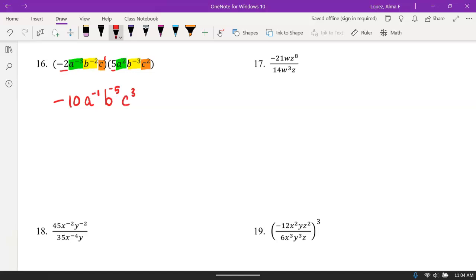And we would be finished except for the fact that we have a couple of negative exponents, so that a to the negative 1 and that b to the negative 5 are going to be moved down. Everybody else is fine. The negative 10, the c to the 3rd, they're fine. But that a to the negative 1 is going to become an a to the 1 on the bottom. And that b to the negative 5 is going to become a b to the 5 on the bottom.